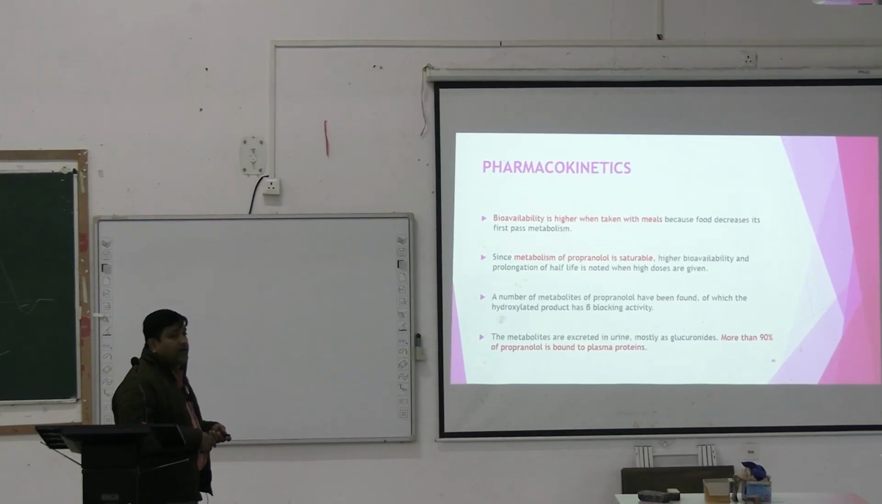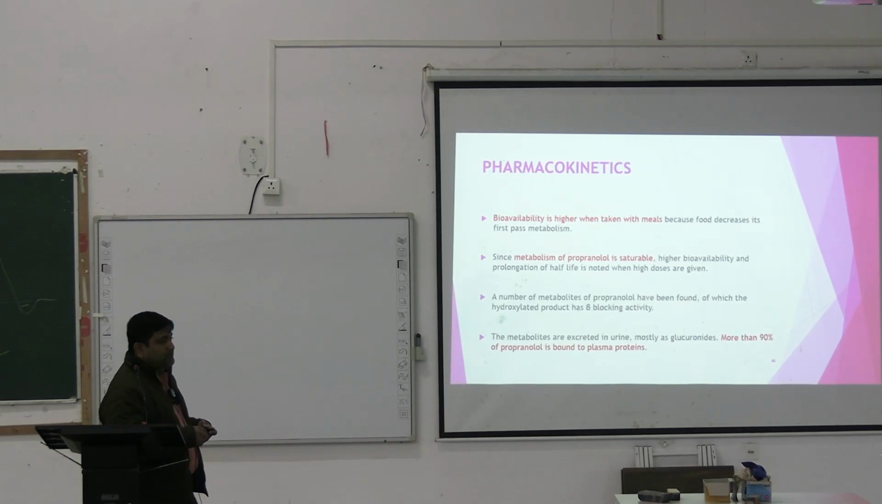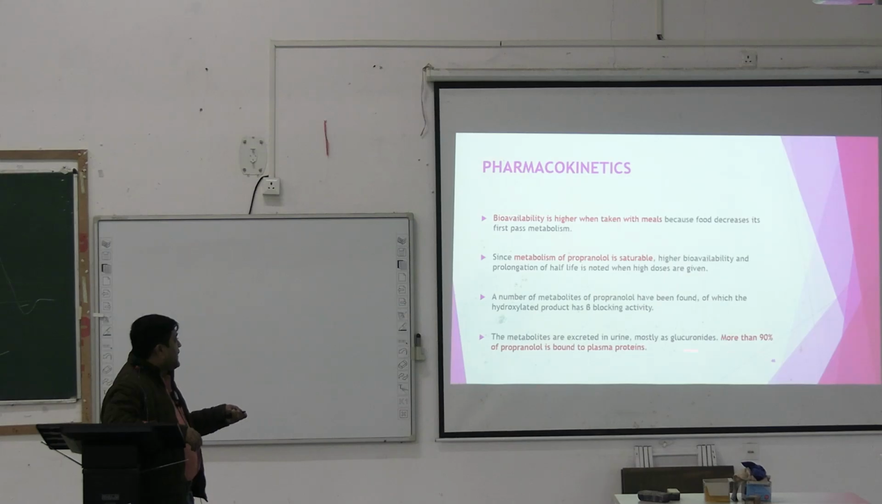Bioavailability is higher when taken with a meal because food decreases its first pass metabolism. Metabolism of propranolol is saturable. So, with a very high dose of propranolol, there is higher bioavailability and prolongation of half-life. Now, more than 90% of propranolol is bound to plasma proteins.